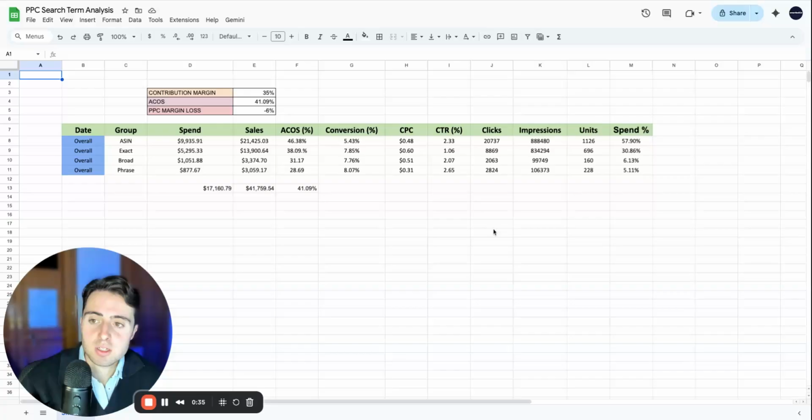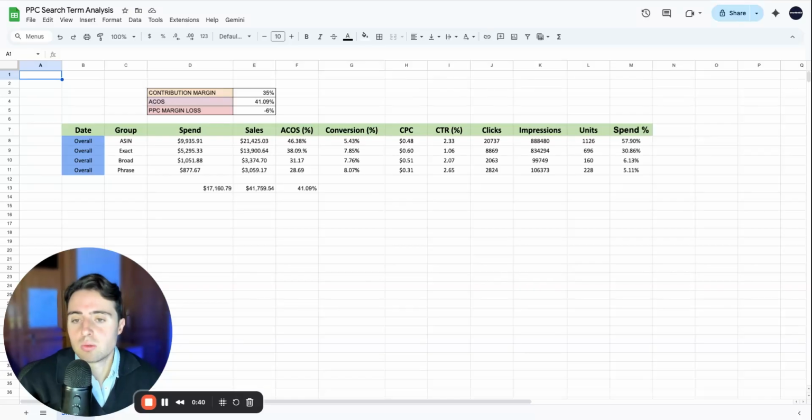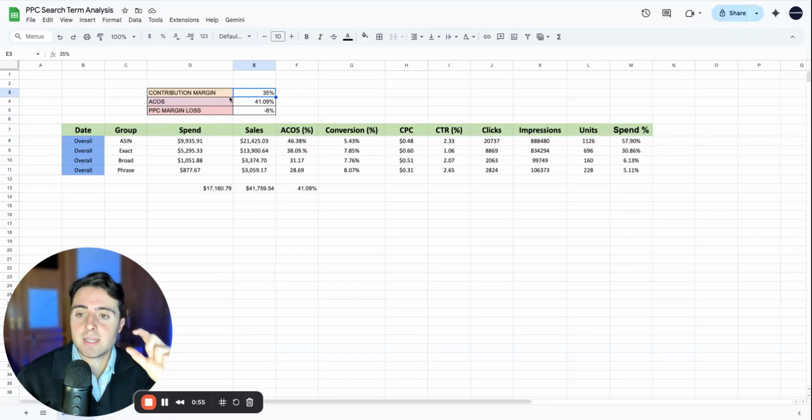But basically, as you're seeing on the screen, this is a real brand. Obviously, I'm not going to disclose which one it is, but this is one of our clients. And basically, I just want to show you here, this would be before we started working with them. This was their contribution margin. Basically, contribution margin stands for their profit margin without ads. Like if they sell an organic unit, they make 35% profit on it.